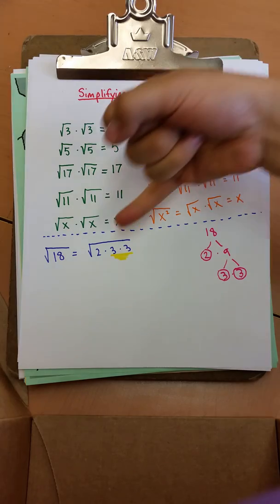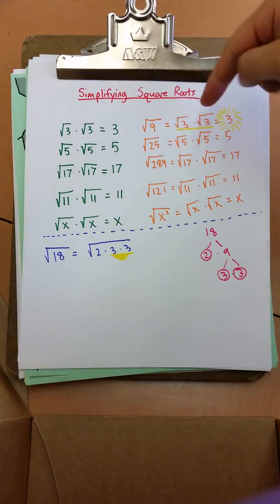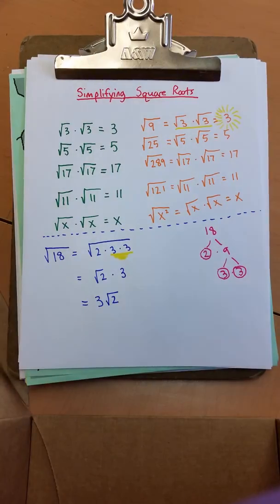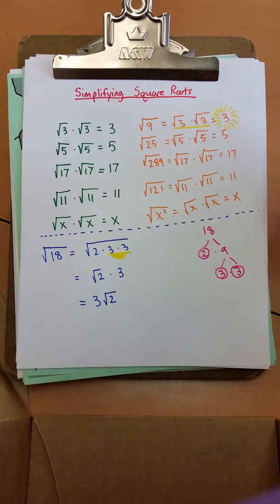So whenever a square root has a buddy, we can pull it out of the square root. So this becomes the square root of 2 times regular 3. We like to put the regular number in front and the square root in back. So this is read 3 root 2. So the square root of 18 simplifies to 3 root 2.